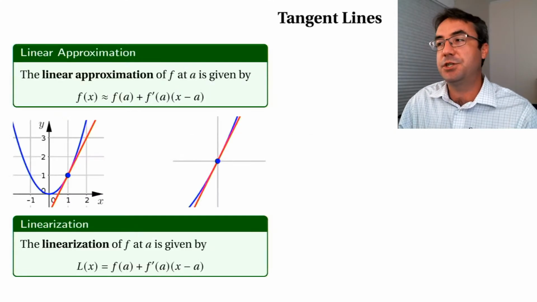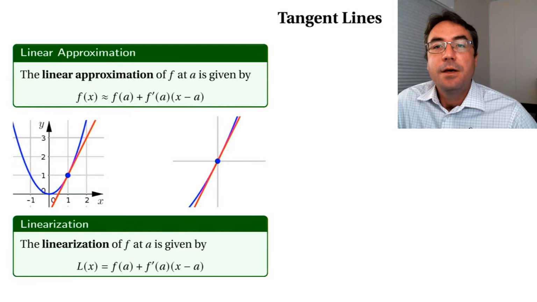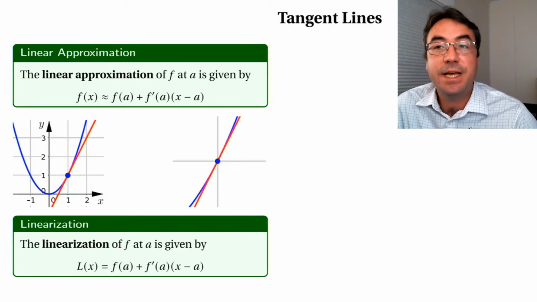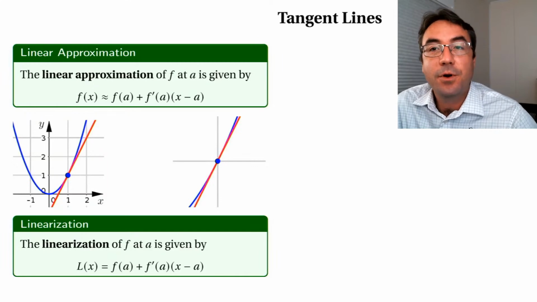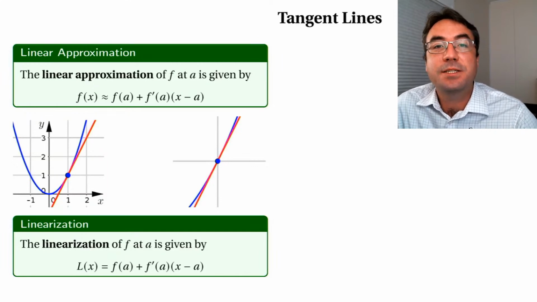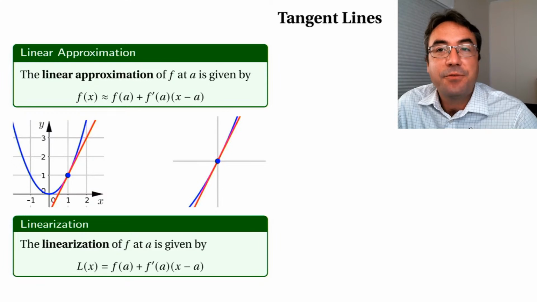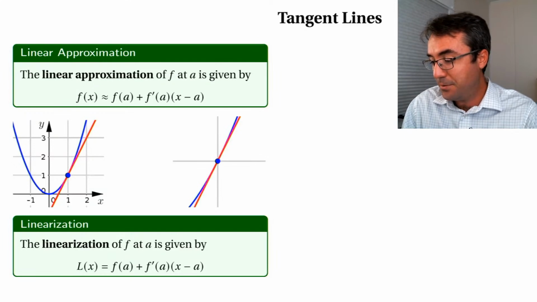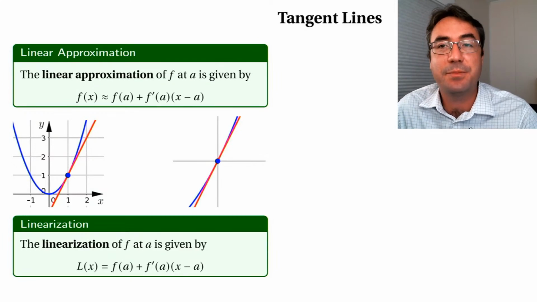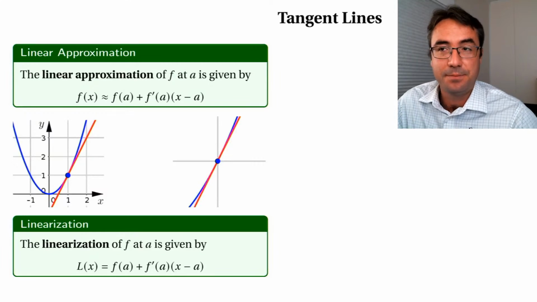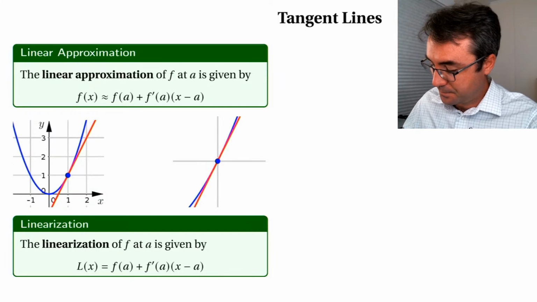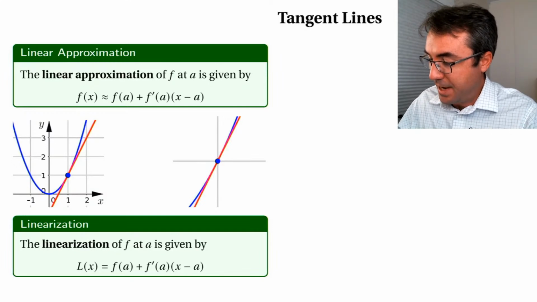So our first definition. The linear approximation of some function f at x equals a is given by the formula f of x is approximately equal to f of a plus f prime of a times x minus a. Now, this might look like a whole new formula we have to memorize, but we've seen this before. And we've seen it with the tangent line.